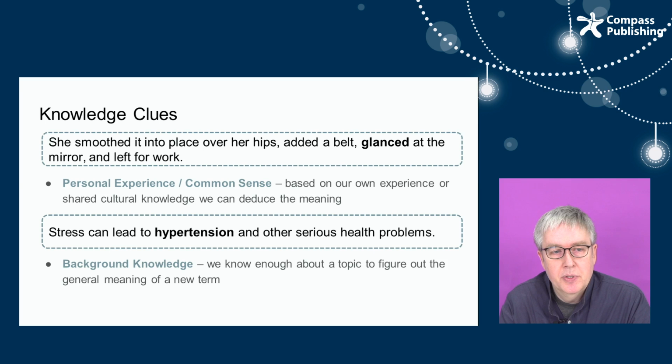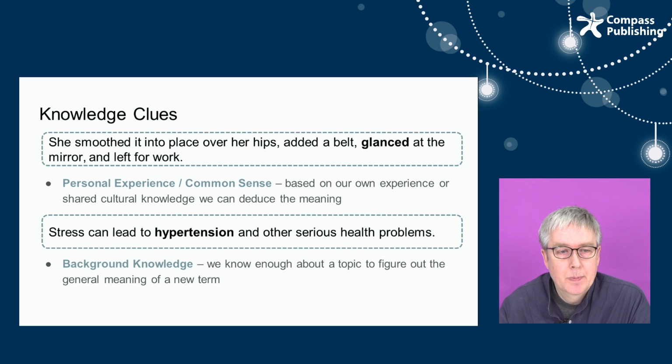For example, stress can lead to hypertension and other serious health problems. Well, hypertension is very advanced vocabulary, but maybe we know a little bit about what health problems stress causes, things like heart problems. Maybe you can have a stroke, blood problems. All of these serious health problems we know from our own reading on the topic or things that we've heard. So that can help us understand what hypertension might mean.